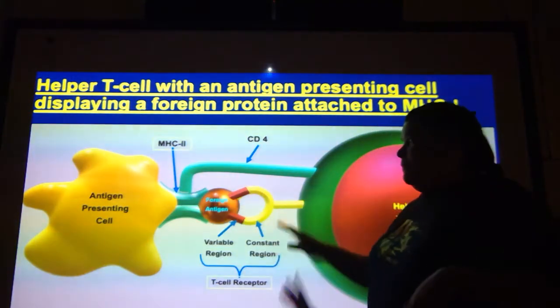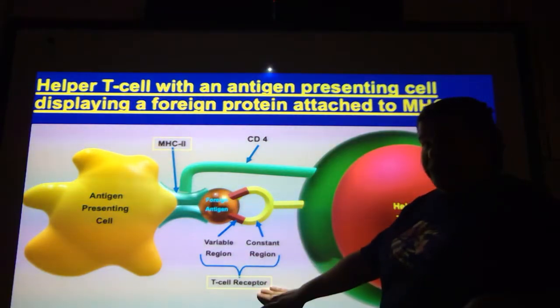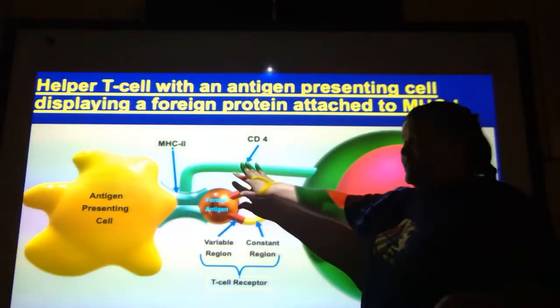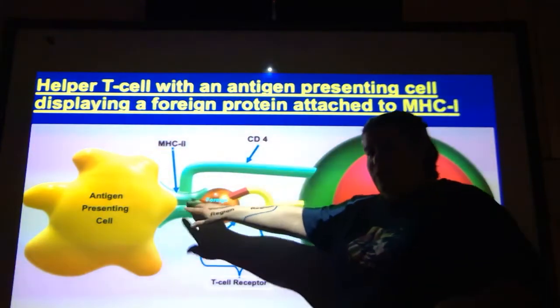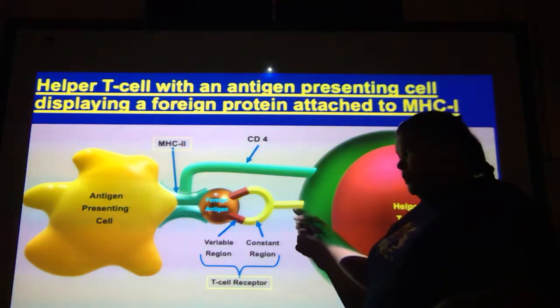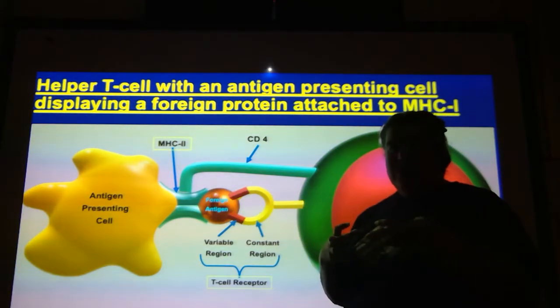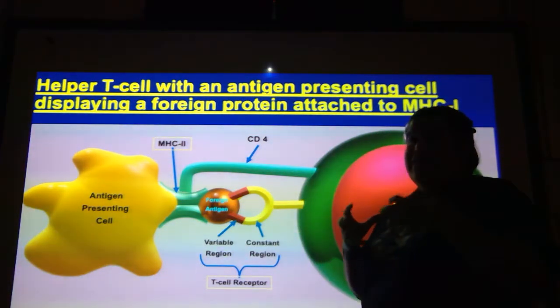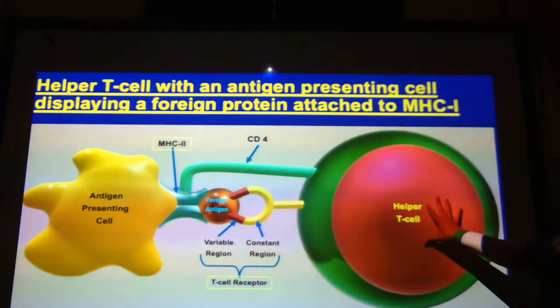But again, I have two things binding, my T cell receptor and my CD4 bracket. The bracket binds to MHC2, my T cell receptor binds to the foreign antigen. When both are bound, it gives enough stability and time to get my helper T cell to go, okay, there is something in the body, I recognize it, I need to start making copies.